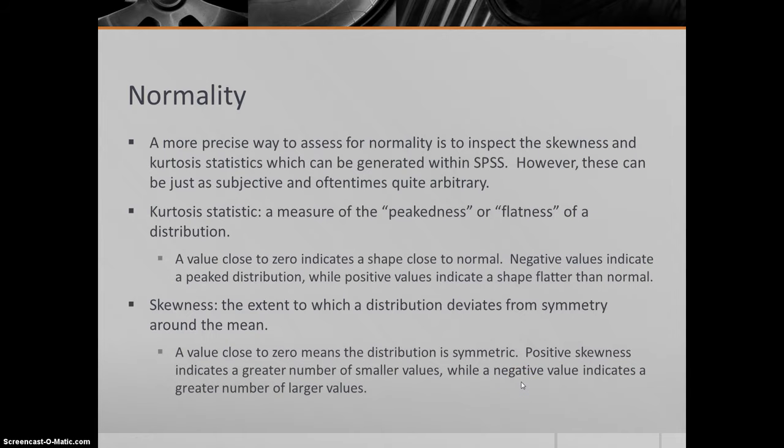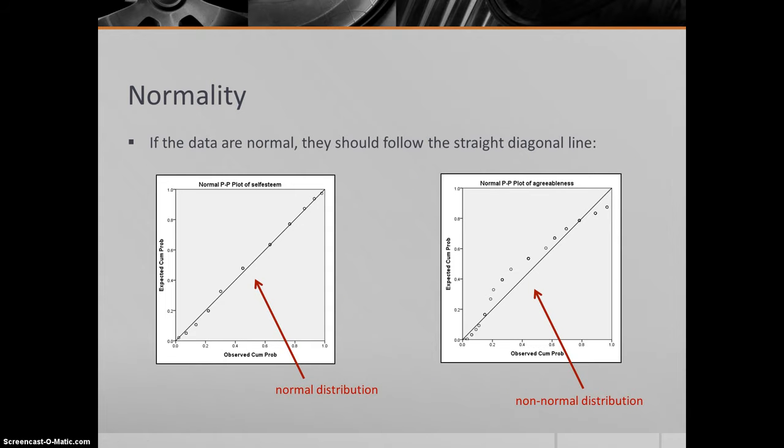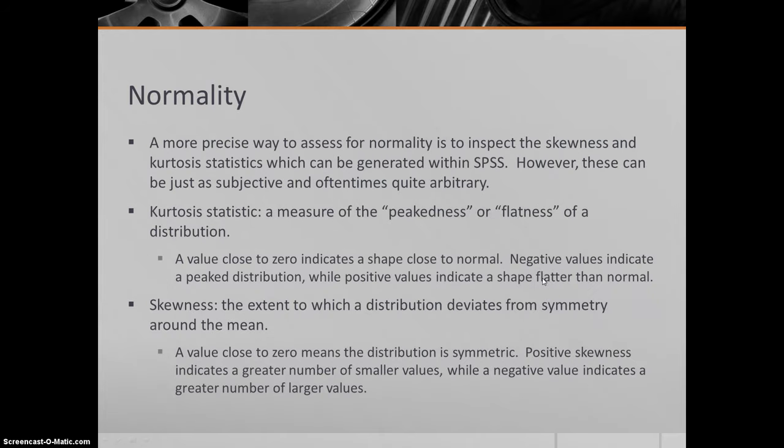Okay, so you might be thinking, well, that still feels kind of subjective. How do we know that this is normal when it's that far away and when it's this far away? What if it were here? What if it were here? We can get a little more precise by looking at skewness and kurtosis statistics. So when you go into SPSS, we generated descriptives last week. We looked at the mean and the standard deviation. We can also generate statistics related to the kurtosis and the skewness.